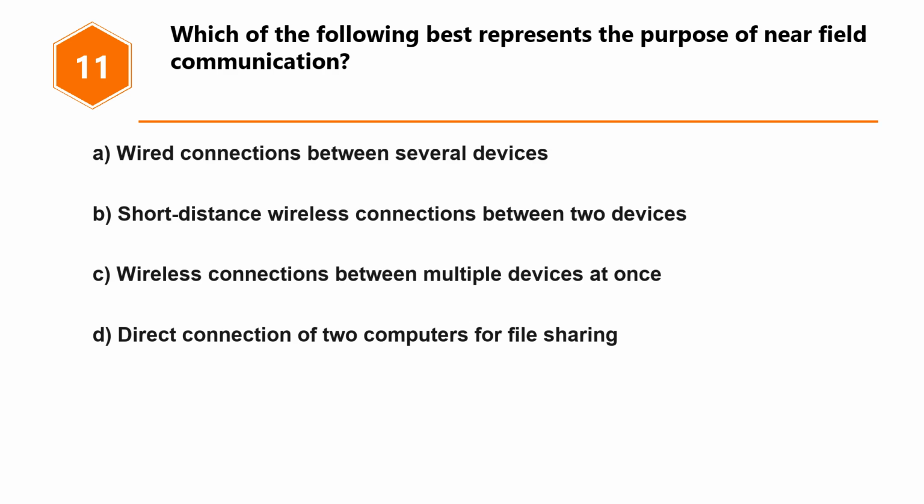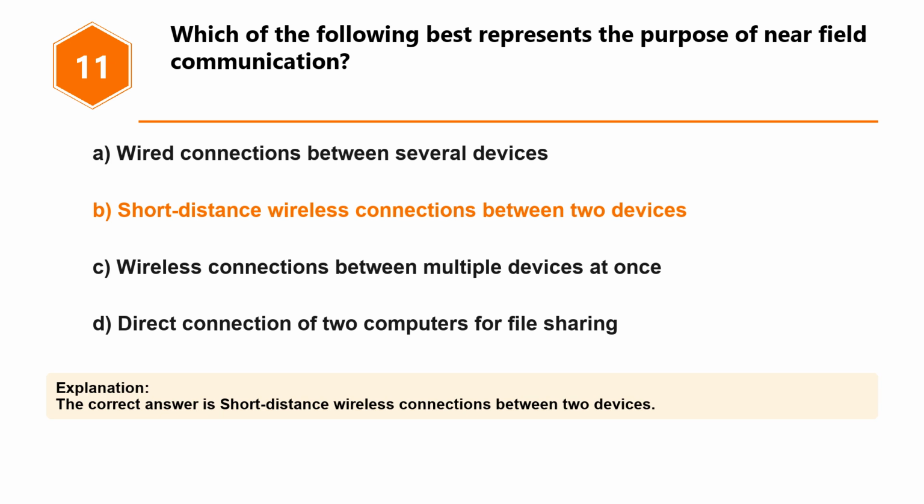Question 11. Which of the following best represents the purpose of near-field communication? Option A, wired connections between several devices. Option B, short-distance wireless connections between two devices. Option C, wireless connections between multiple devices at once. Option D, direct connection of two computers for file sharing. The correct answer is option B, short-distance wireless connections between two devices.